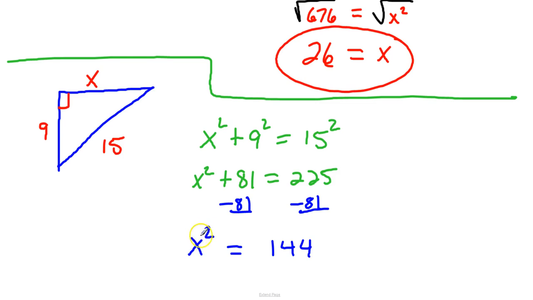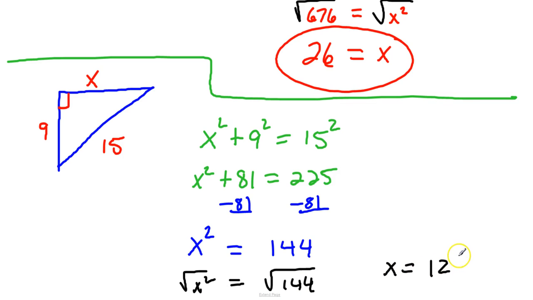And again, you've got to get from x squared down to x, so then go back and square root both sides. And when you square root 144, it comes out to a perfect square root. So then your x value would be 12.